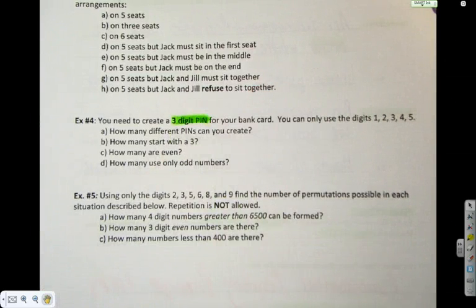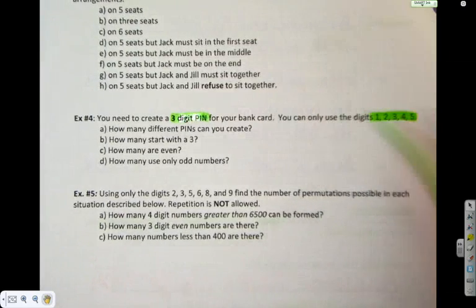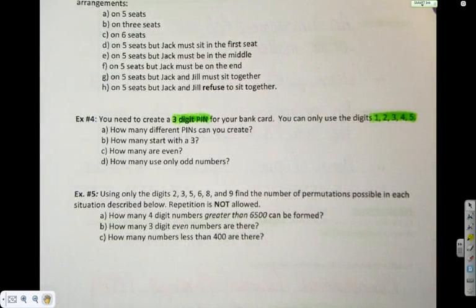So you need to create a 3-digit PIN for your bank card, and you can only use the digits 1, 2, 3, 4, 5. I personally would not bank here. That doesn't seem very secure, but let's figure it out. Part A is what we would call the total. It's just straight up, no restriction, anything you want, except it needs to be 3 digits and those numbers.